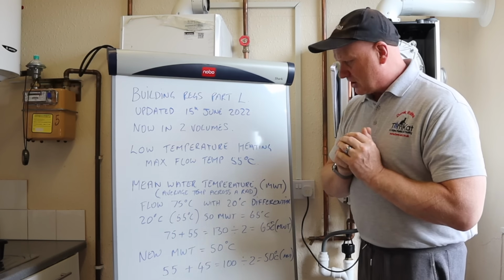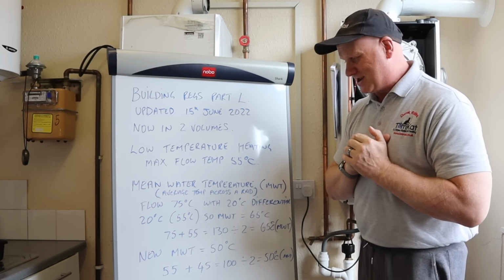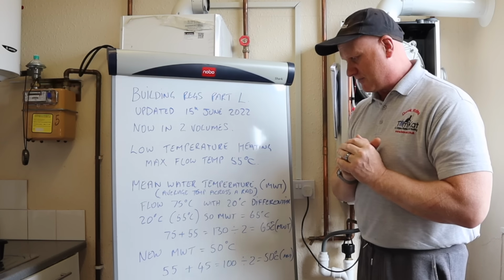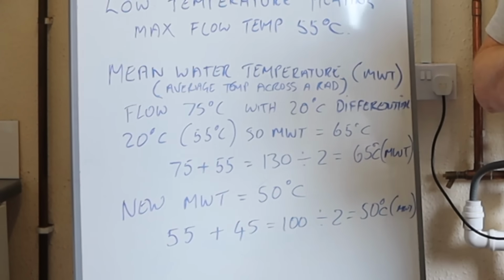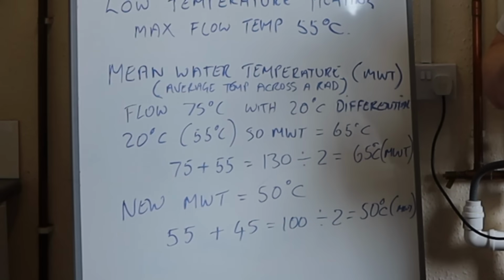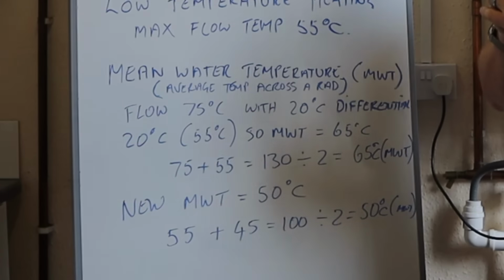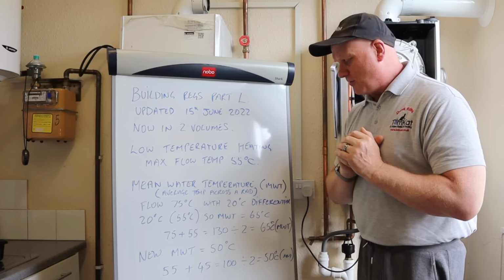So if we do have a flow temperature of 75 and we do have a 20 degree difference between our flow and return temperatures, so we've got 75 plus 55 is 130. We divide it by 2, gives us our mean water temperature of 65 degrees. So that's normally what radiators are set up for.